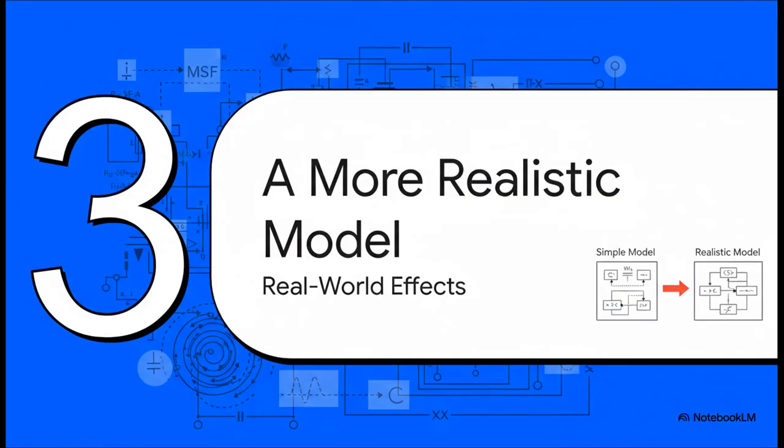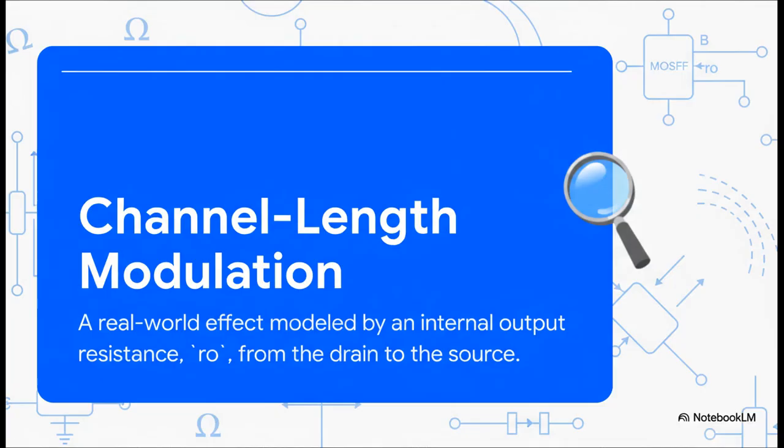The fact that our simple model led us to a dead end can only mean one thing. Our model is too simple. It's time to add a bit of real-world physics into the mix to see what's really going on. And the main culprit is this effect called channel length modulation. The short version is that an ideal transistor is a perfect current source, but a real one isn't. A real one is a little bit leaky, and we can model this leakiness as a small internal resistor, which we call RO, that's built right into the transistor itself.